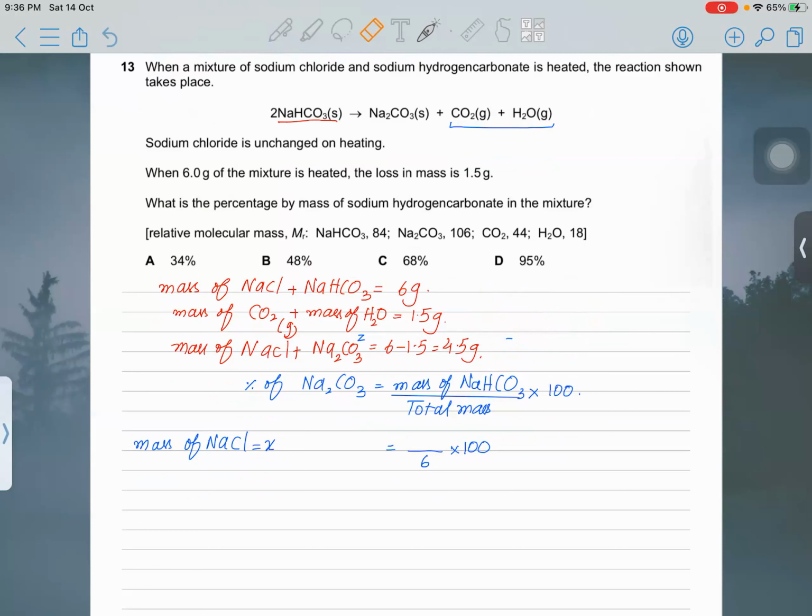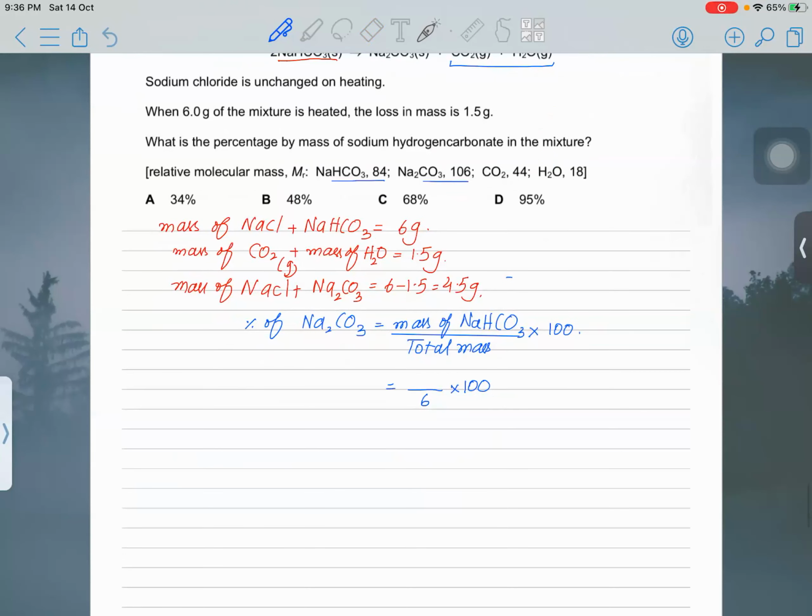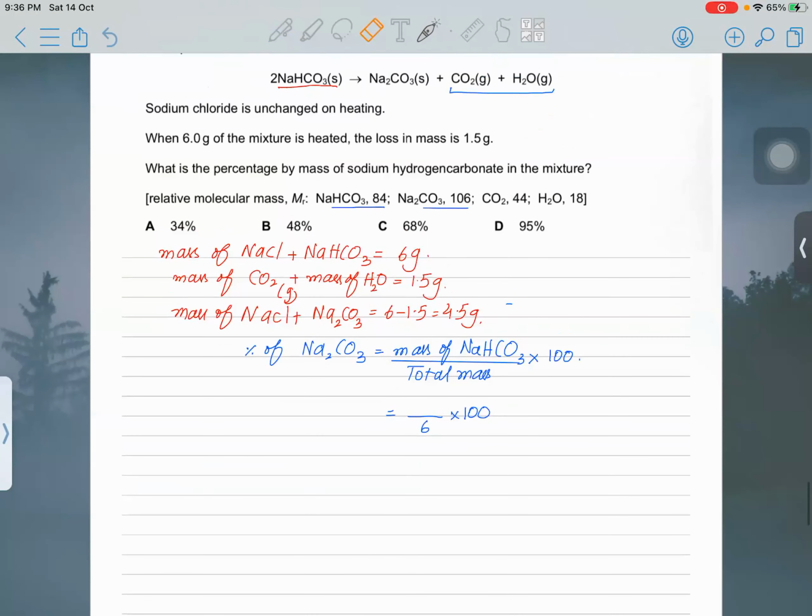I am trying to find the easiest method, right? So here we have 84 gram. Here we have sodium carbonate, which is 106 gram. So first of all, find the ratio, right? Mass of the mixture is 6 gram. Loss in heating is 1.5 gram.